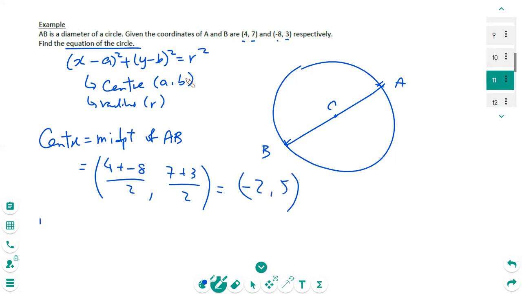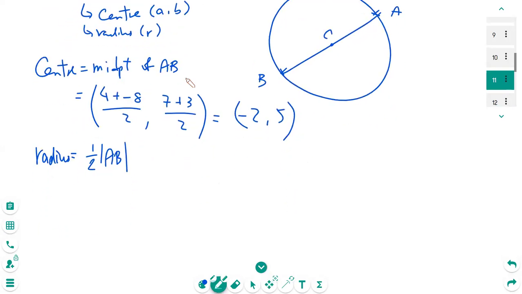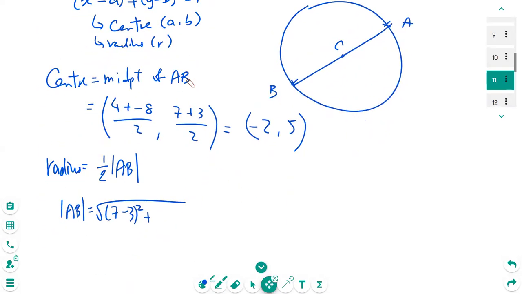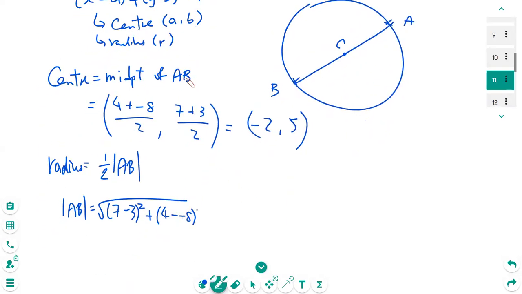Okay, radius. To find the radius, we can do half of the distance of AB because AB is the diameter. So the radius is half of AB. Let's work out AB. AB is the square root of (y2 minus y1) squared plus (x2 minus x1) squared. So 7 minus 3 squared plus 4 minus 8 squared. 4 take away 8 is negative 8, squared. Put it in a calculator. You should get 4 root 10. Therefore, the radius equals 2 root 10 because of the halving.